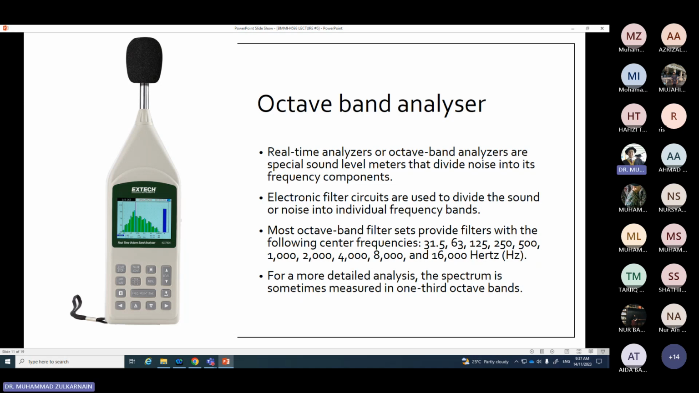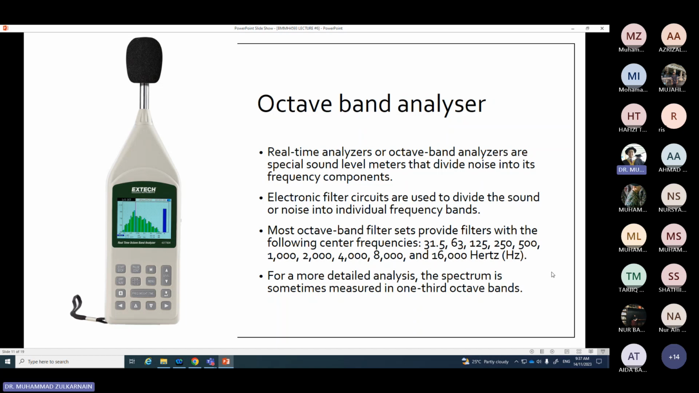A real-time analyzer or octave band analyzer is a special sound level meter that divides noise into its frequency components. So the reading will come out as a frequency reading. Electronic filter circuits are used to divide the sound or noise into individual frequency bands. So every source will come out with a single number of frequency. Most octave band filter sets provide filters with the following center frequencies: 31.5, 63.